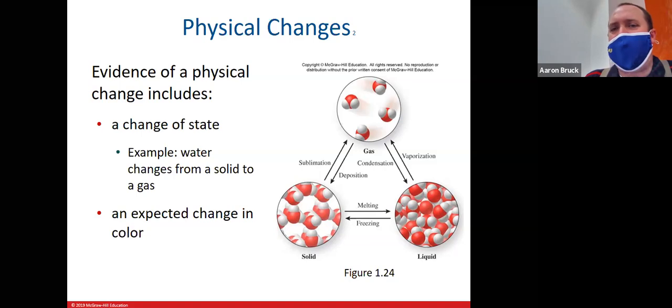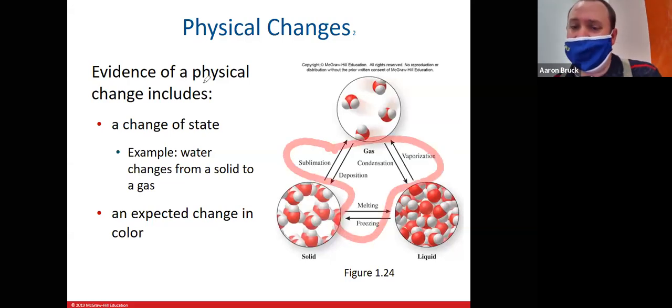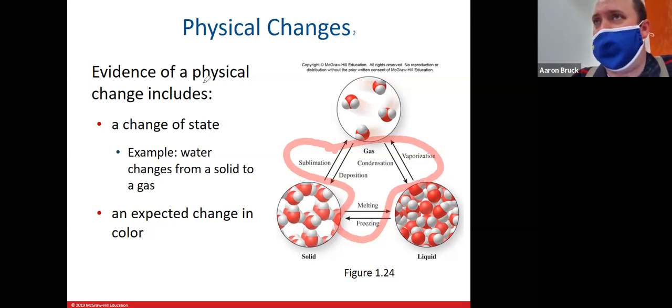How do we tell that a physical change has occurred? Well, we look for a couple of telltale signs. For example, a change of state. Again, we've talked about all of these already. The 6 different phase changes that we mentioned in the last lecture would all apply here: sublimation, deposition, condensation, evaporation, melting, and freezing.